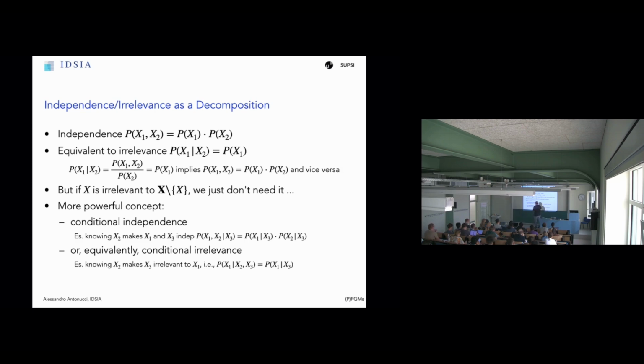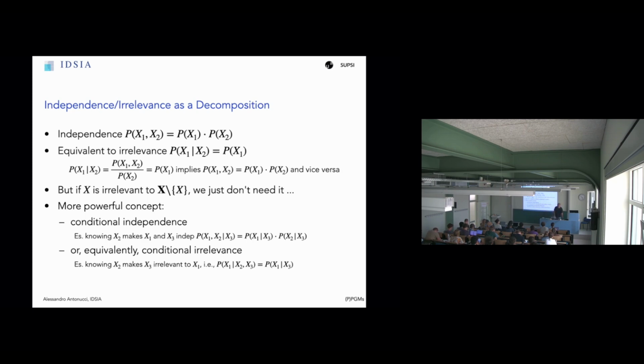So the real concept, the powerful concept for us is conditional independence or conditional irrelevance. The useful decomposition we might have is when, for instance, given x3, x1 and x2 are independent. This means that given x3, the probability of x1 given x3 times the probability of x2 given x3 is the probability of x1, x2, everything given x3.